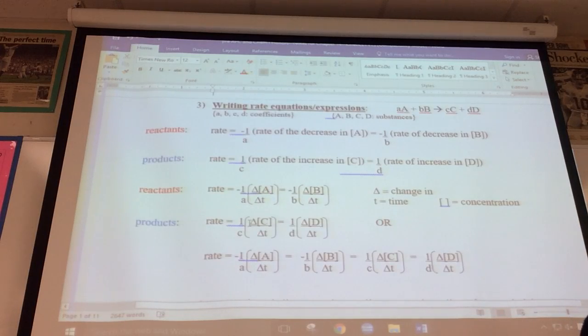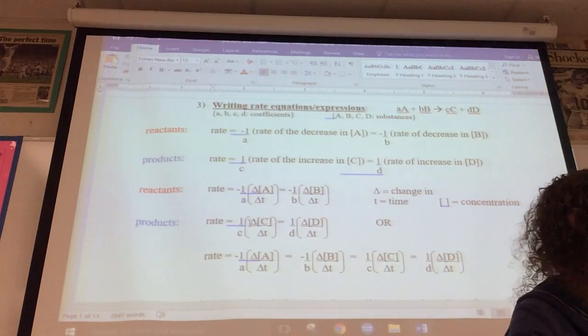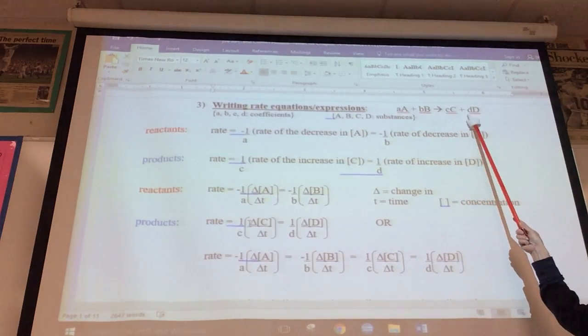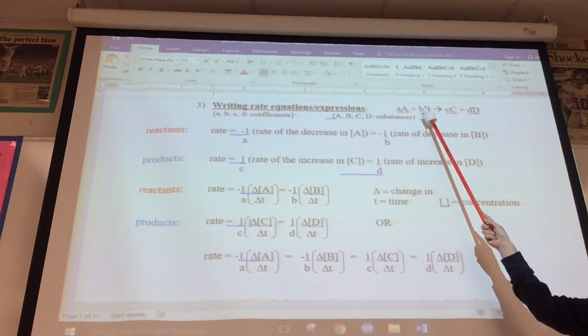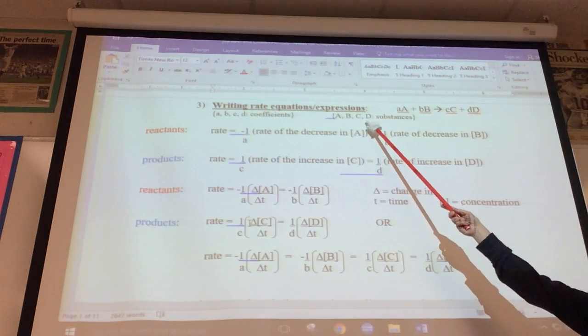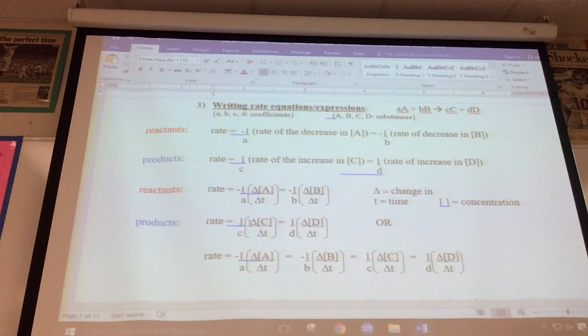So what we're going to learn how to do is write a rate equation, and this looks nasty. It's really, really easy, so you won't have any issues here. We have a generic equation where the uppercase letters are the substances, the lowercase letters are the coefficients, A and B are the reactants, C and D are the products, just as you saw in the previous chapter. You can write rate equations or rate expressions, and be careful with the nomenclature there, because next time we'll get into rate laws and they differ from rate equations, so be careful there.